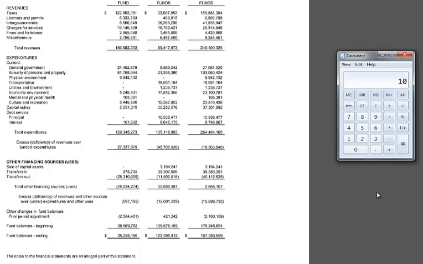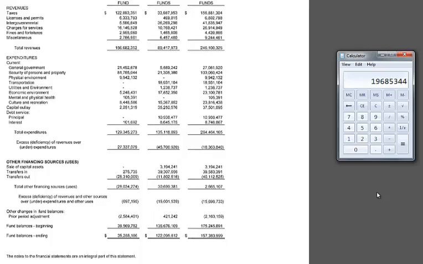So we've got 10,938,477 plus 8,746,867. And so in fiscal year 2011, Spokane spent about $19.5 million on principal and interest.